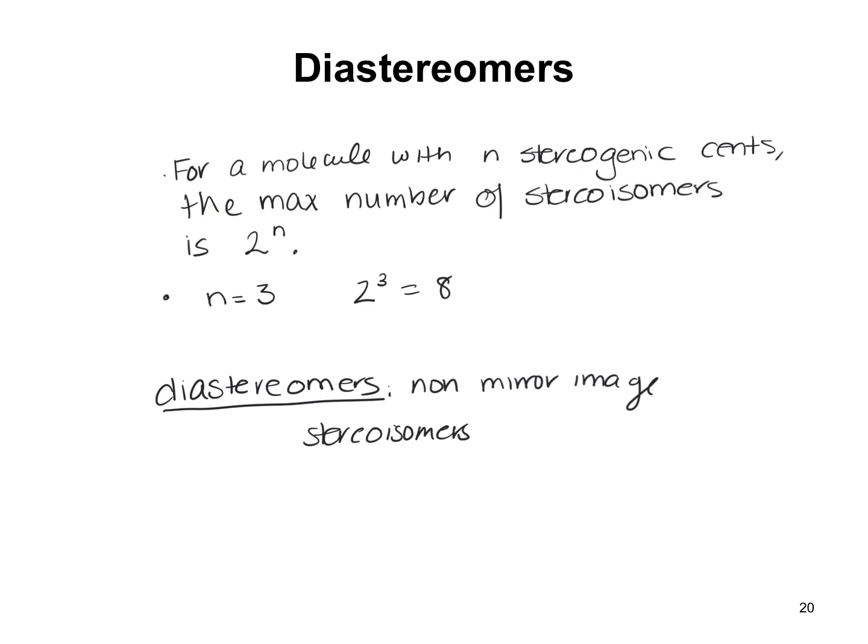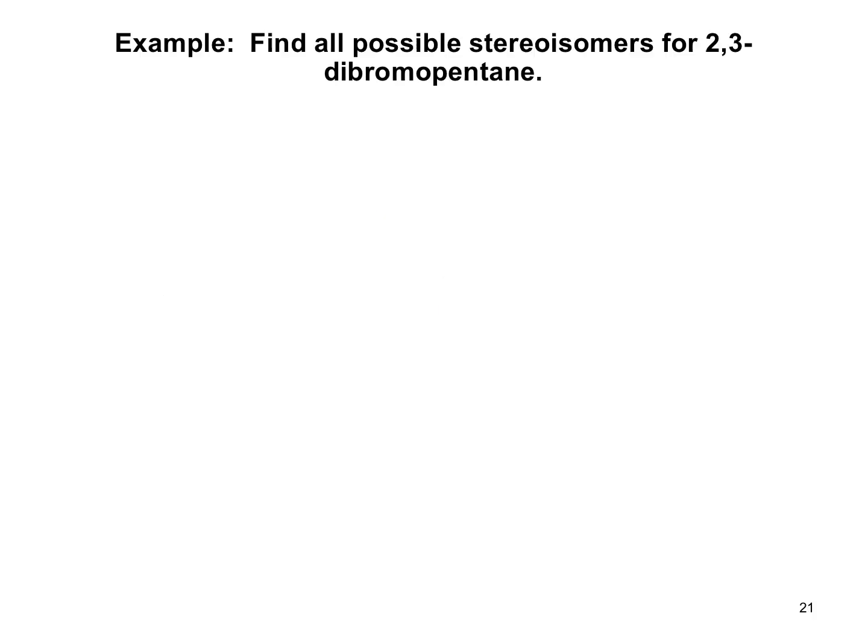So let's look at 2 examples. Let's say you have a problem that says find all the possible stereoisomers for 2,3-dibromopentane. Okay, and so when we think about 2,3-dibromopentane, the first thing you need to do is just draw it. And so we have 1, 2, 3, 4, 5, and then 1, 2. We've got a bromine here, 3, and we have a bromine here.